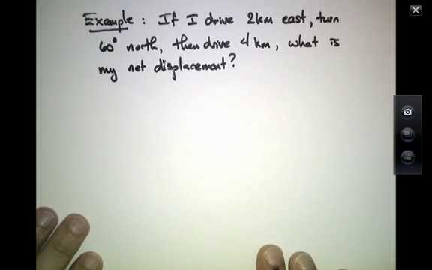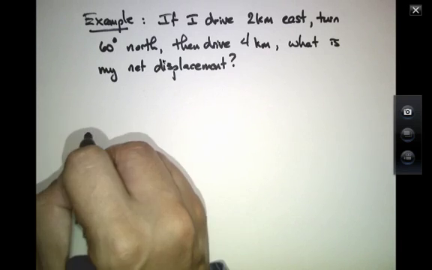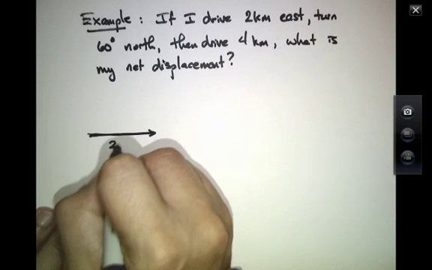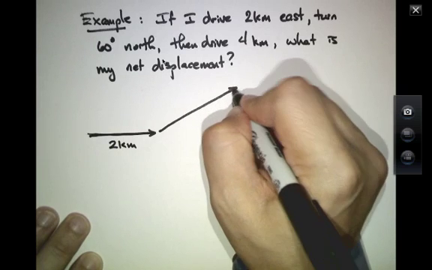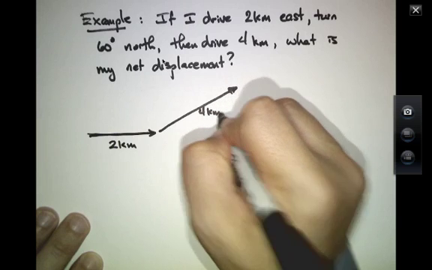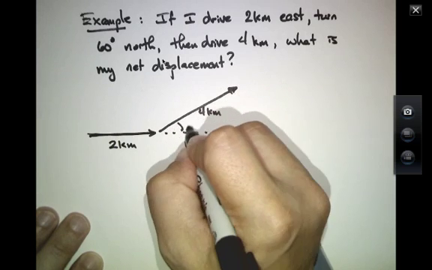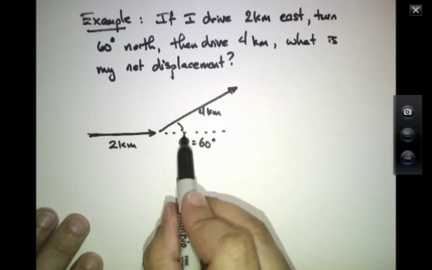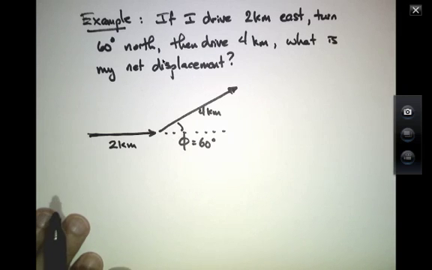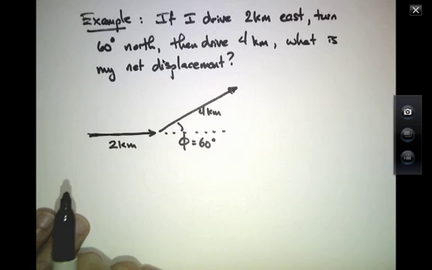Here's a simple problem that we can try to compute. If we drive 2 kilometers straight east, then turn 60 degrees in the northerly direction, and then drive an additional 4 kilometers, we can ask, what is our net displacement? It's easiest if we draw a picture of this. I'll draw a 2 kilometer vector that would look like so, and then a 4 kilometer vector, so something twice as long. And since we had to turn directions, there has to be an angle between the old vector and the new one of 60 degrees.